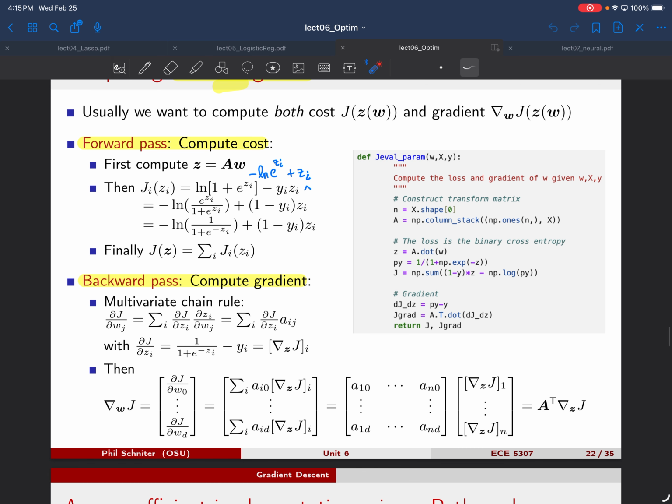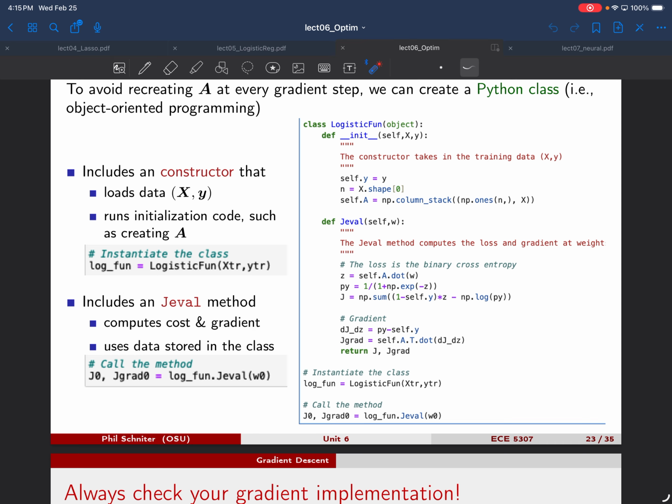Then we realized that even though we were careful to not repeat computations unnecessarily, we were doing something suboptimal where we're recreating the A matrix every time we call the function. So then we came up with a different implementation using object-oriented programming, using a class where we have an initialization function that computes the matrix A. And then when we call the gradient, we can just use that pre-computed A. Otherwise, all this code is the same as before.